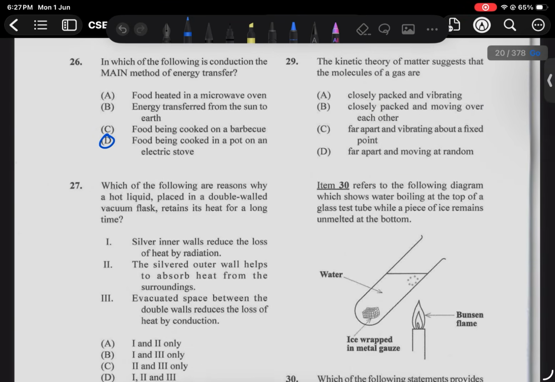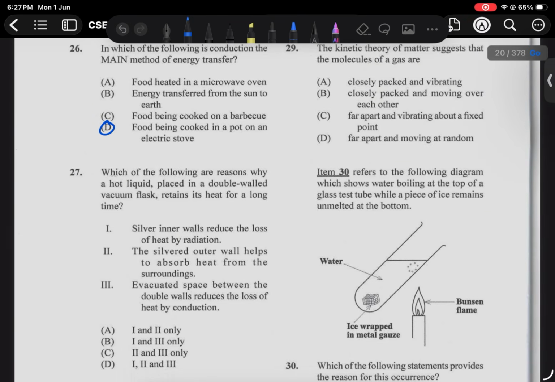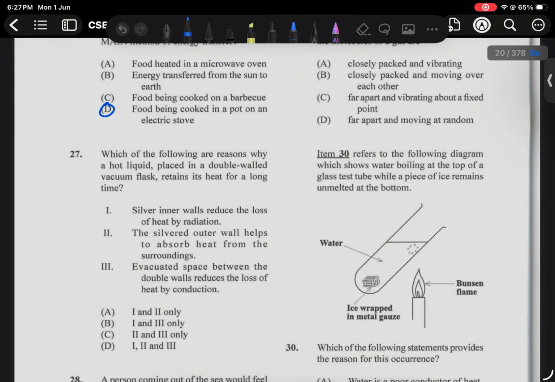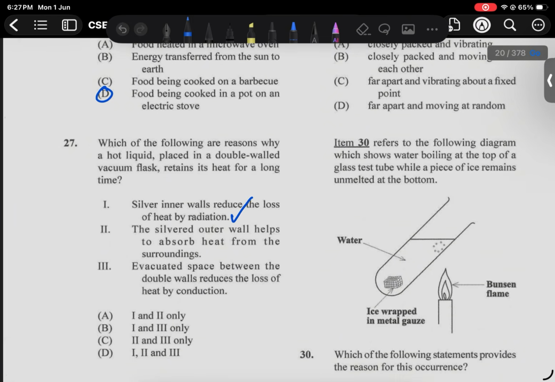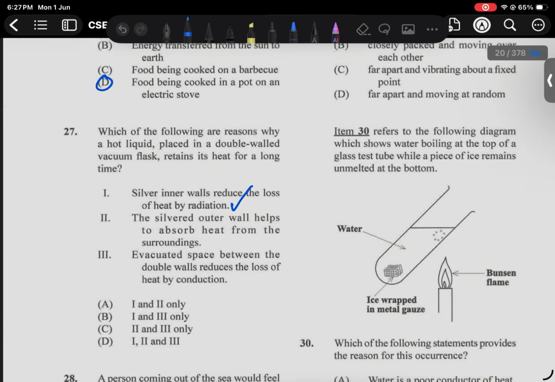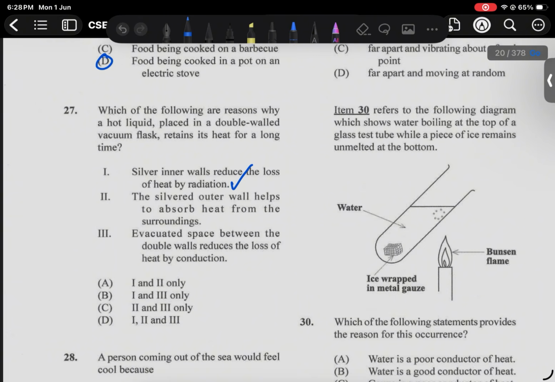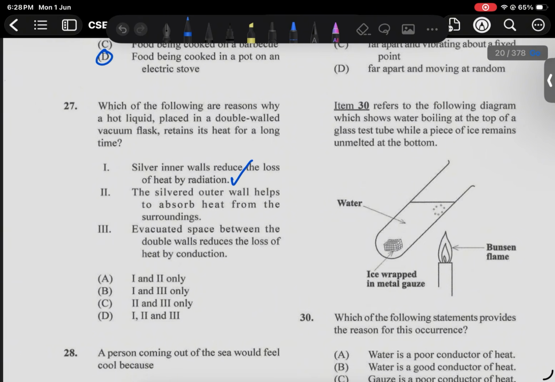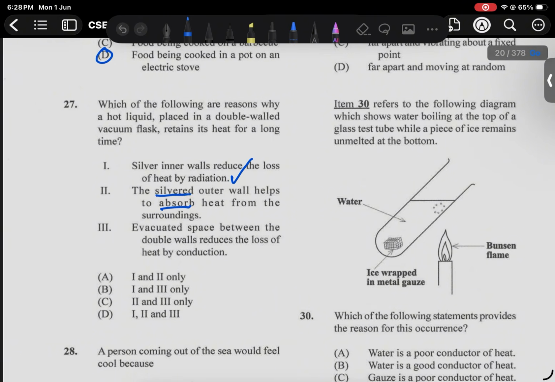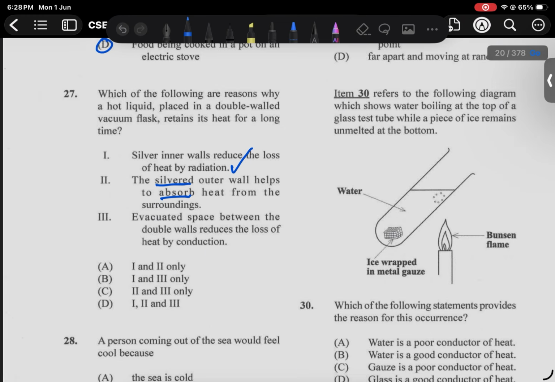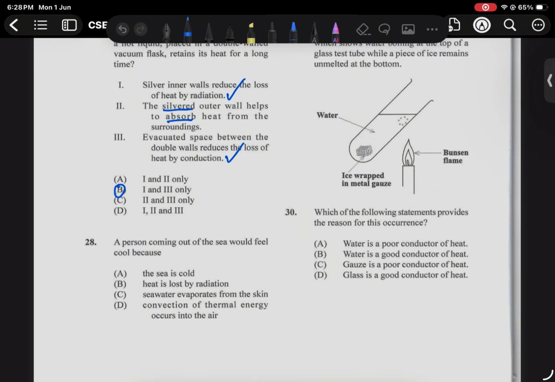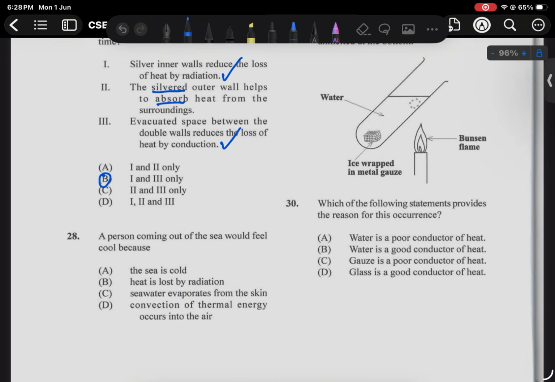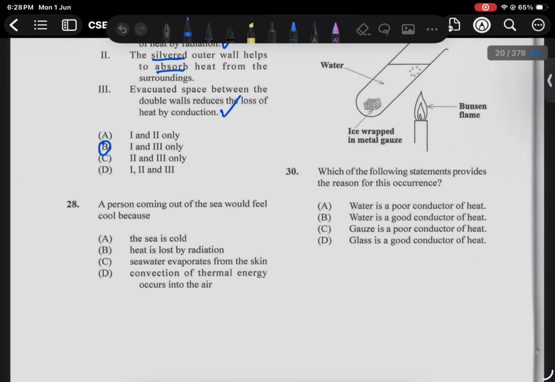Which of the following are reasons why a hot liquid placed in a double wall vacuum flask retains its heat for a long time? So the silver inner walls reduce the heat loss by radiation, yes. Silver will reflect the heat back inside, keeping it at the same temperature. The silver outer walls help absorb heat from the surrounding. Silver doesn't absorb heat. Evacuated space between the double walls reduces the loss of heat by conduction, yes. So 1 and 3.